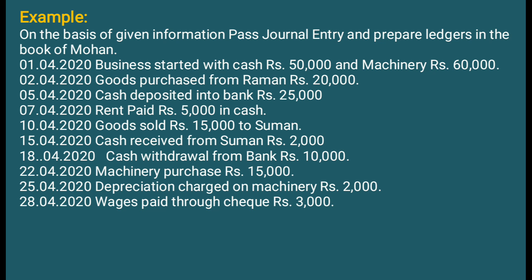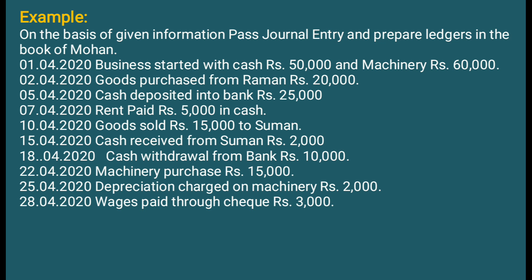So here first we have the business started with cash rupees 50,000 and machinery. So here cash account debit, machinery account debit to capital account. This will be your entry. Goods purchased from Raman. So purchase account debit to Raman. Cash deposited into bank. So bank account debit to cash account. Rent paid rupees 5,000 in cash. So rent account debit to cash. Goods sold rupees 15,000 to Suman. Suman account debit to sales account.